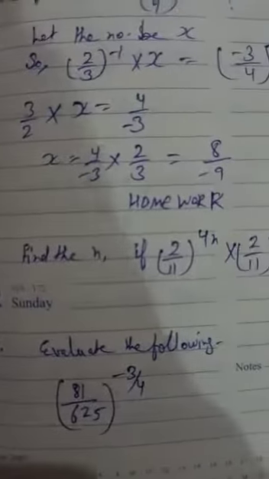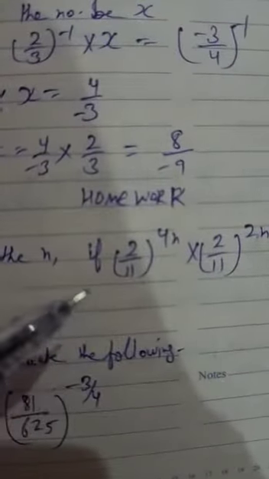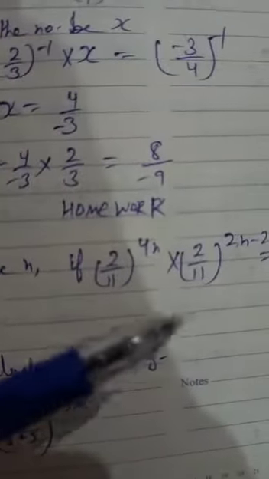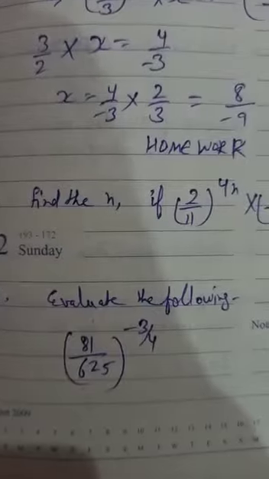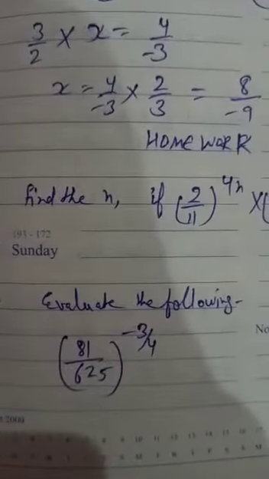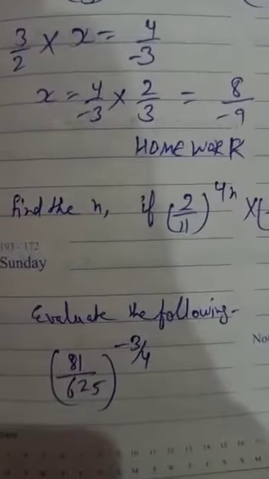Question number 1 is, find n, if (2 upon 11) power 4n multiplied by (2 upon 11) power 2n minus 2 equals (11 by 2) power minus 6. Remember, here the power is negative, so we have to make it a positive exponent first. And question number 2, evaluate the following: 81 upon 625 power minus 3 by 4. So you have to do these questions. Thank you.